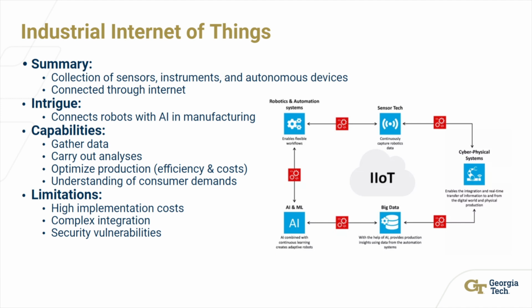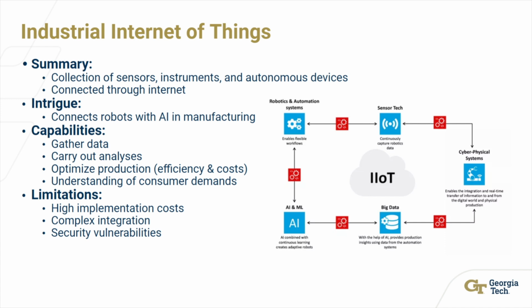And next, I'm going to go into the Industrial Internet of Things, or IIoT, which is a collection of sensors, instruments, and autonomous devices that are connected through the internet and used specifically for manufacturing, unlike the regular Internet of Things, which it derives from. As of recently, AI is a big concept in connecting the robots for these systems of internet connections with the manufacturing. And it's really fascinating how the improvements that can be suggested by artificial intelligence could increase efficiency within manufacturing.